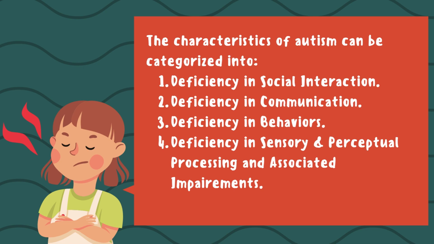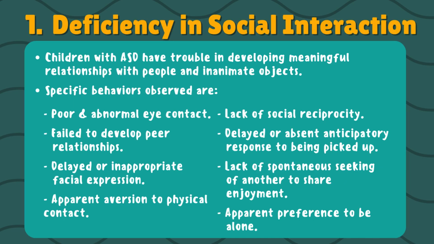There are several characteristics of autism which can be categorized into: first, deficiency in social interaction; second, deficiency in communication; third, deficiency in behaviors; and lastly, deficiency in sensory and perceptual processing and associated impairments. So I will explain in detail about these characteristics in the next slides. For the first category, deficiency in social interaction.